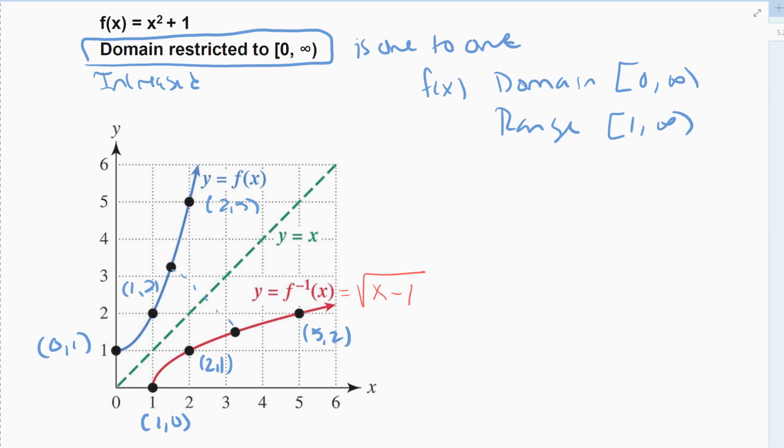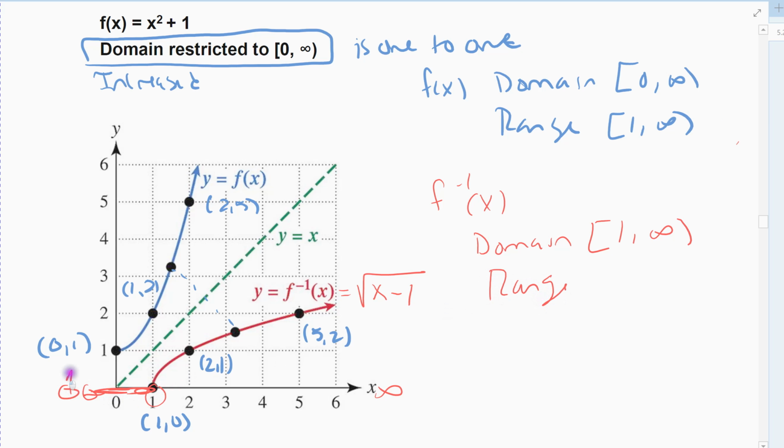And so when we look at the inverse, f of x inverse, its domain is from 1 to infinity, which was the range of the original function. Its range starts here at 0 and goes up, 0 to infinity. And so those did flip, right? It does follow the properties.